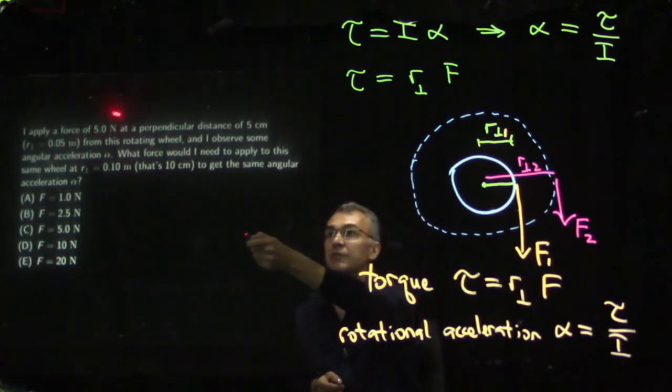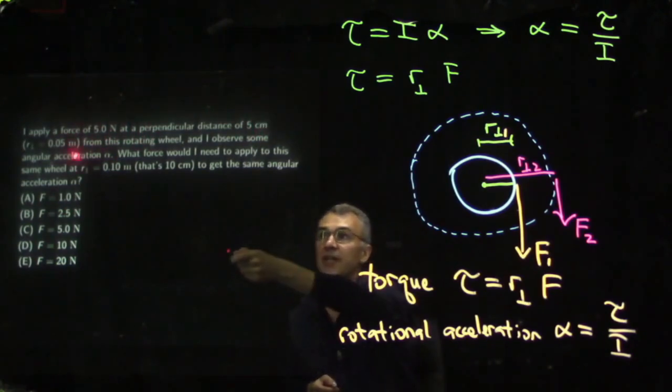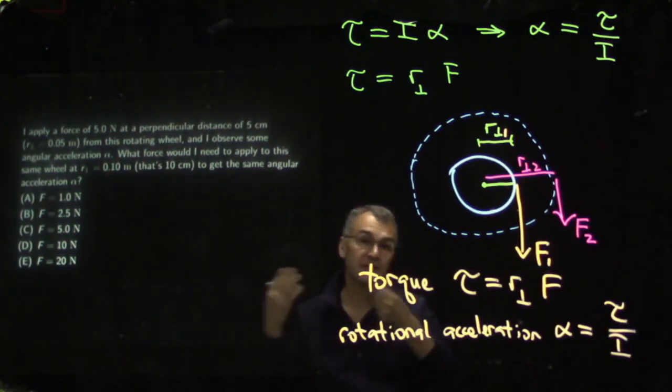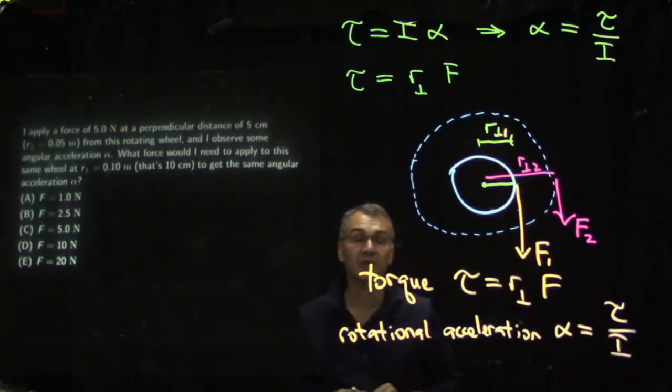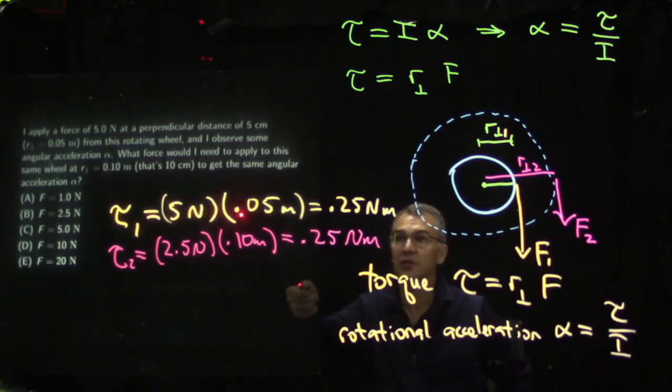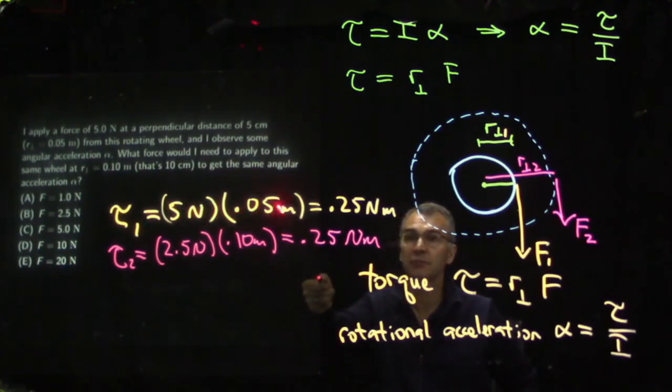So if I initially applied 5 newtons at 5 centimeters, instead I should apply 2.5 newtons at 10 centimeters to get that same torque. And then for the given rotational inertia, that should be the same angular acceleration. So the original torque that I applied was 5 newtons at a lever arm of 0.05 meters. So that gave me 0.25 newton meters. To get the same torque and therefore the same angular acceleration using a lever arm of 0.1 meters, I have to apply a force of 2.5 newtons. So if I double the lever arm, I cut the force in half to get the same torque, and that same torque will give me the same angular acceleration, assuming that it is the same rotational inertia.